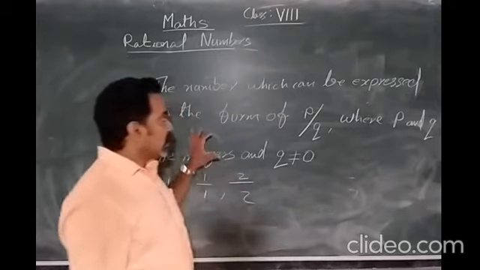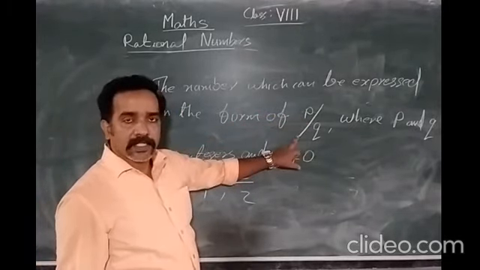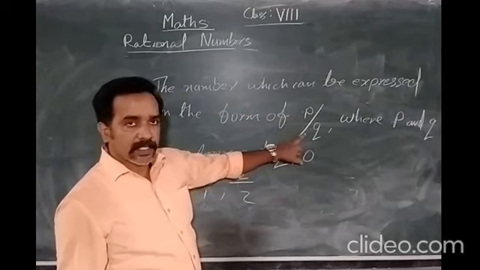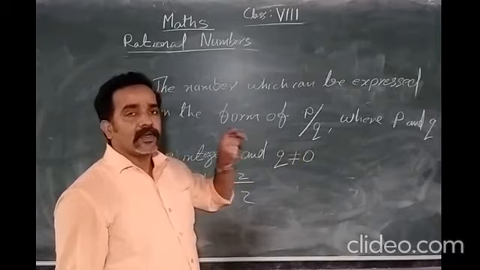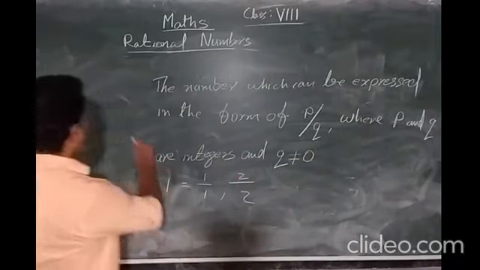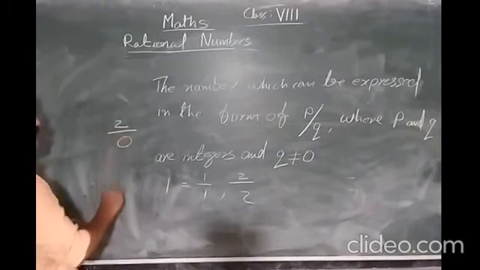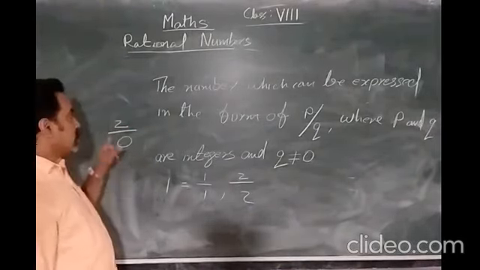That is, in the definition of a rational number, if p by q is a rational number, p and q are integers, and q must not be 0. If q is 0, the number is not defined. There is no value. For example, 2 by 0. Actually, 2 is an integer, 0 is also an integer, but it is not a rational number.